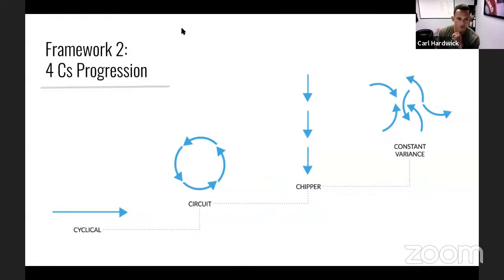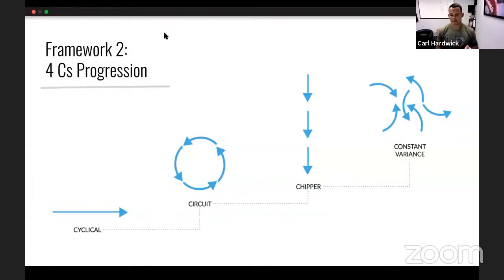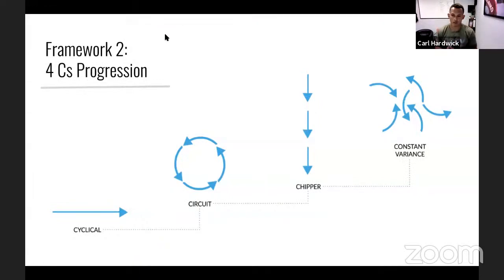All right, I'll roll through this one pretty quickly. So with the 4 C's progression, the intention here is to give a framework of progression once you leave cyclical and mixed cyclical work. If you want to leave cyclical and mixed cyclical work, and I'll get back to that in a second, it's important to understand what you are using based on your client's capabilities and where they are in the patterns and progression framework, i.e.